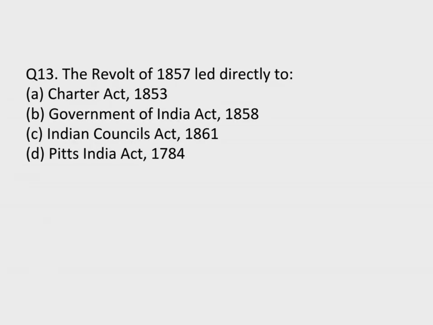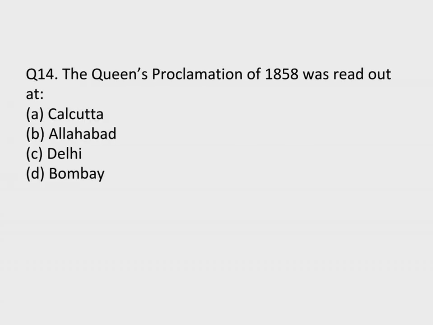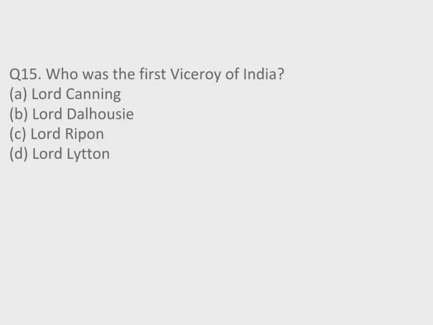13. The Revolt of 1857 led directly to. Correct answer, B. Government of India Act, 1858. 14. The Queen's Proclamation of 1858 was read out at. Correct answer, B. Allahabad.